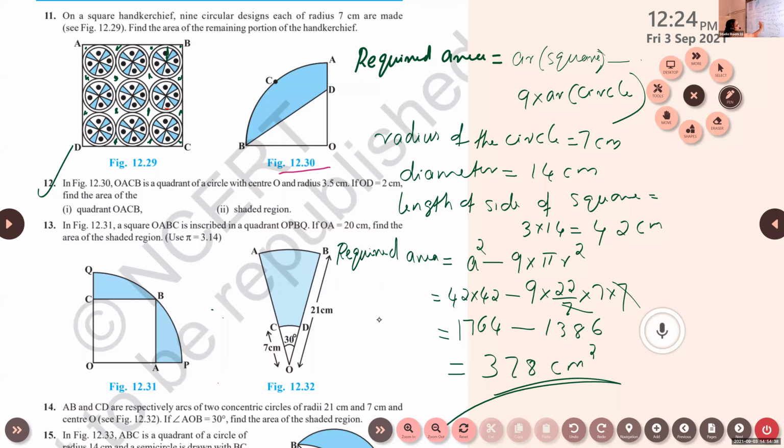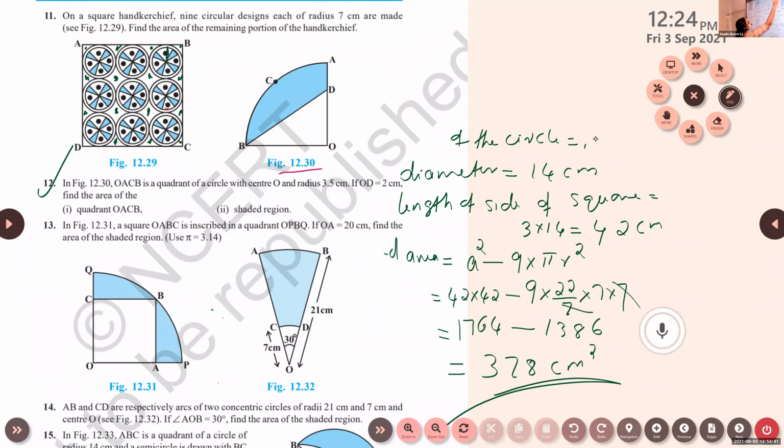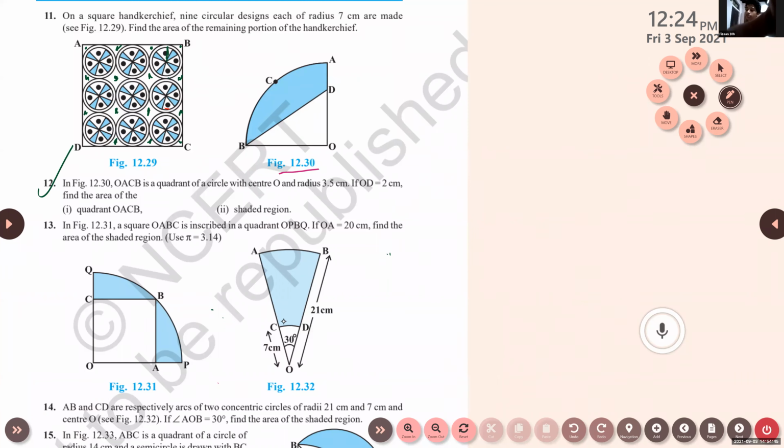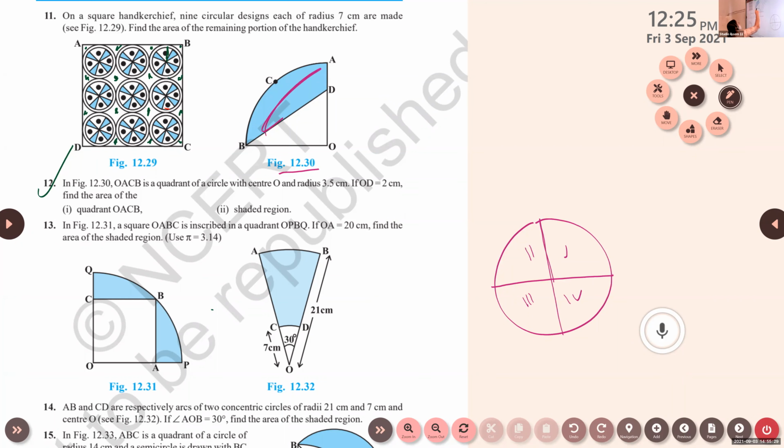Figure 12.30. Question number 12 and figure 12.30, right? Quadrant OACB, shaded region. What do they mean by quadrant OACB? Quadrant, I explained, no? Quadrant means one part of a circle. So we have to find the area of that quadrant, the total area of this one.